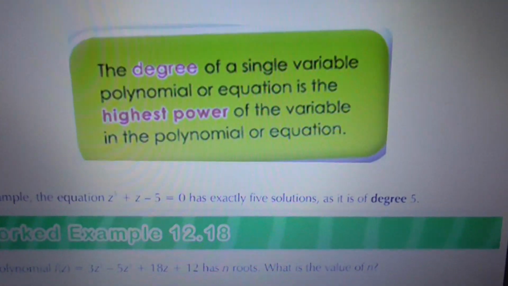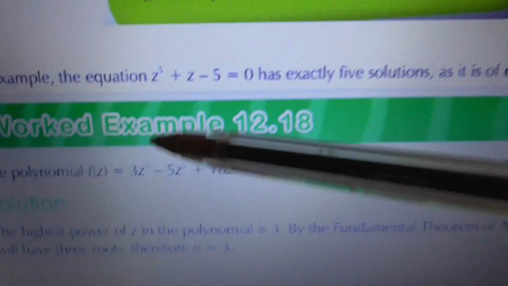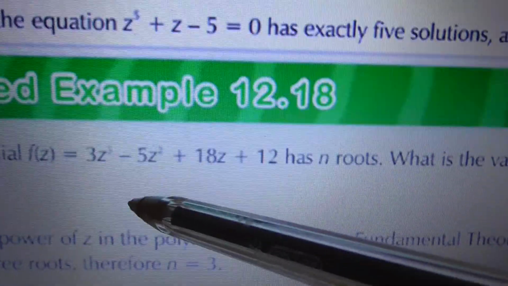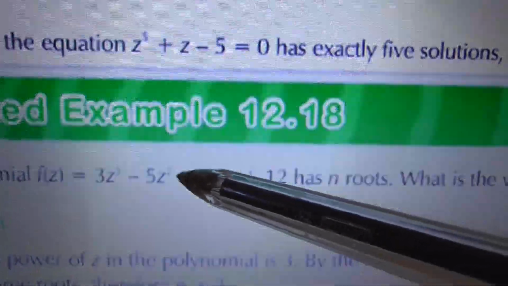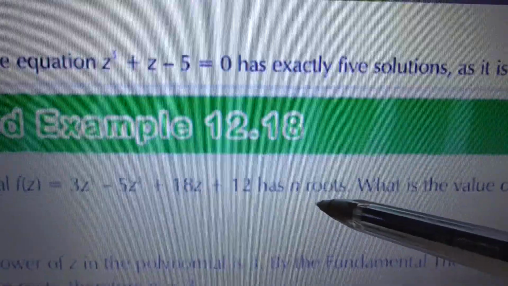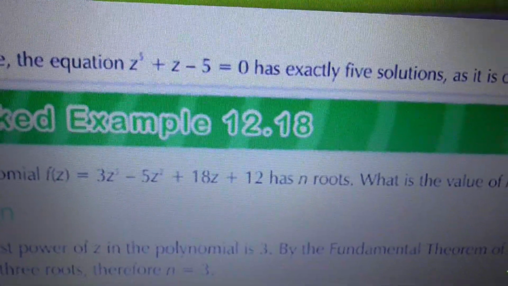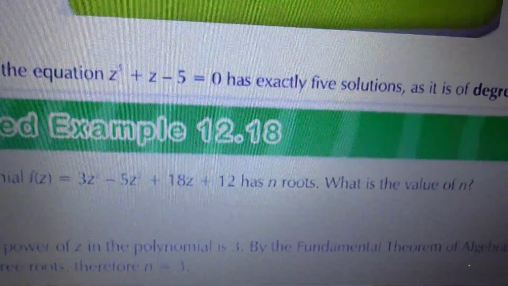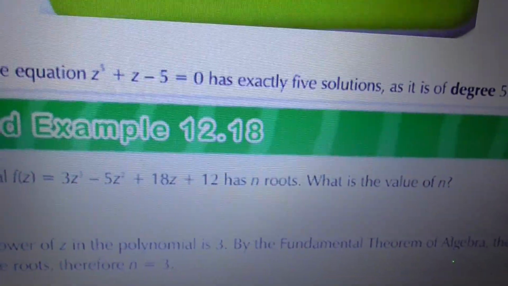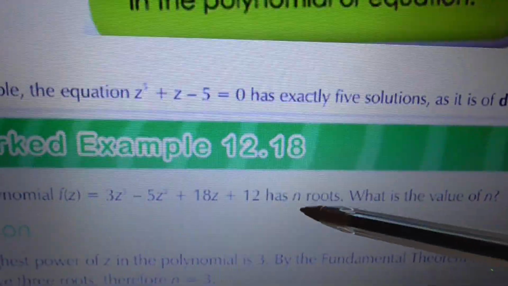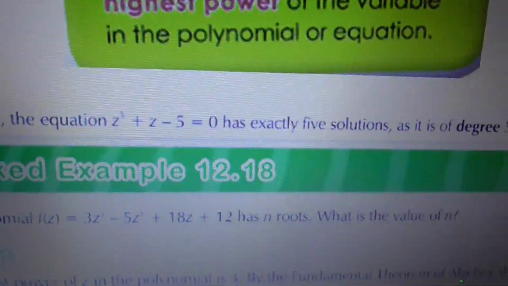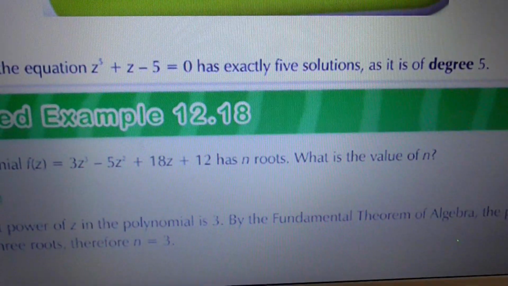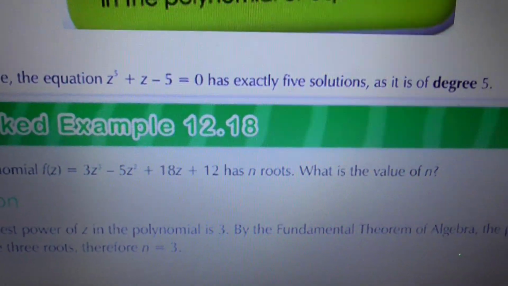So if we look at this particular example down here, it says the polynomial f of z, which is 3z cubed minus 5z squared plus 18z plus 12, has n roots. What is the value of n? Well, it's a cubic. So if it's a cubic function, it should have 3 roots. They may not necessarily all be real roots, but it will have 3 roots. So therefore n is 3, and that's because it was a cubic. The highest power of z in that particular example was 3, so therefore it has 3 roots. And that's all you have to note with that.